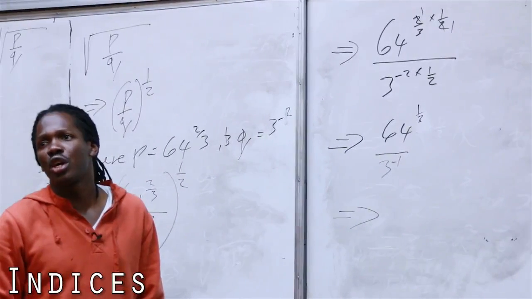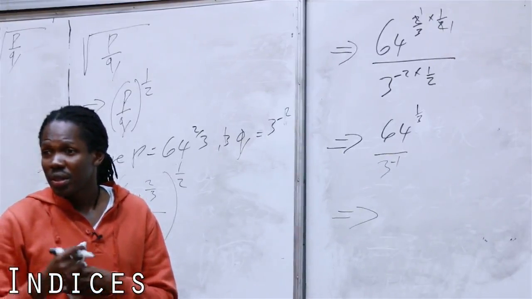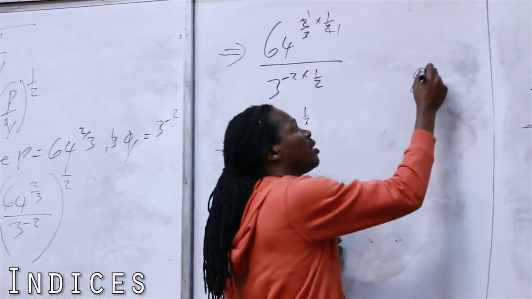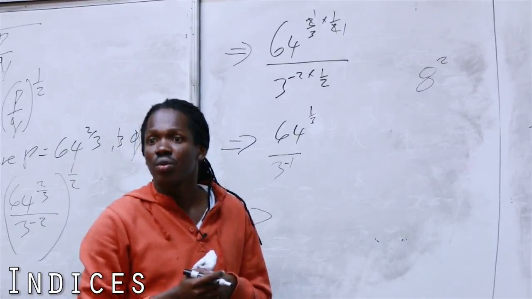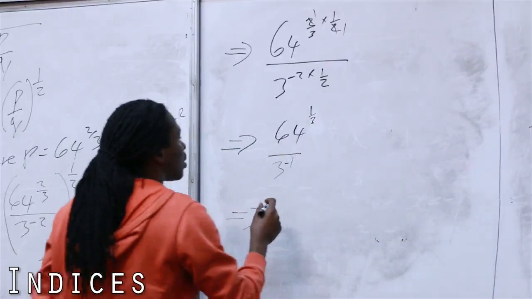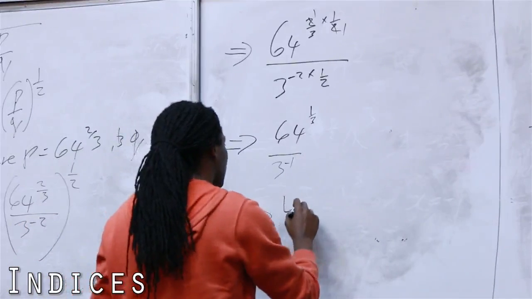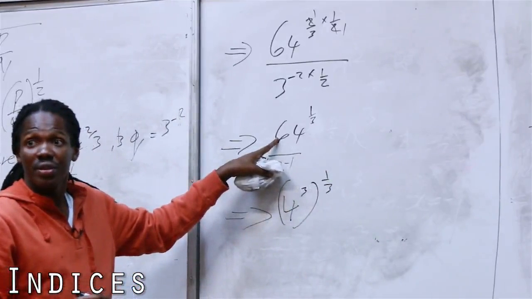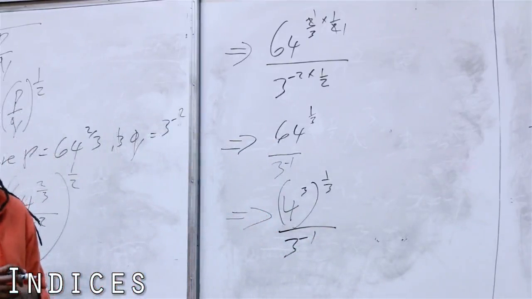Four, four, 16. Try 4 to the 3rd power. 64 is what square? Eight squared equals 64? Not true. Come now. So we want 4 cubed, to the 1/3, 4 cubed being 64, over 3 to the minus 1. You see that? Everybody see that?